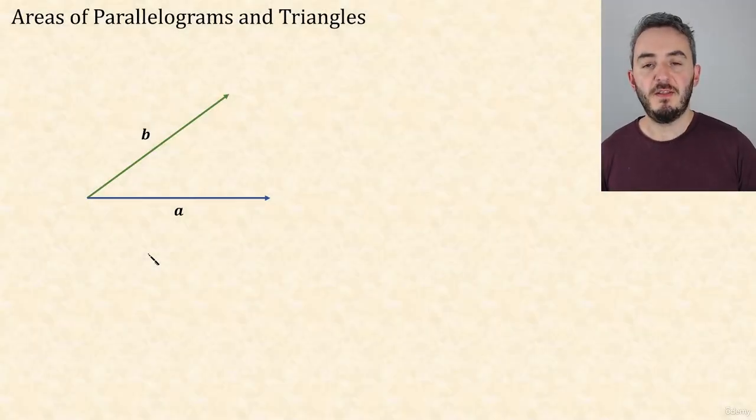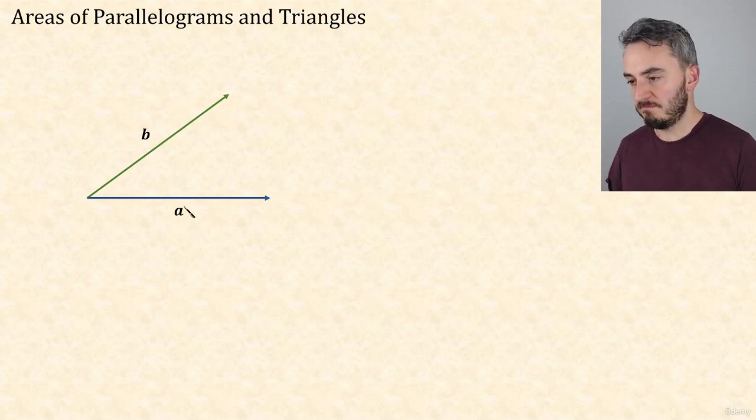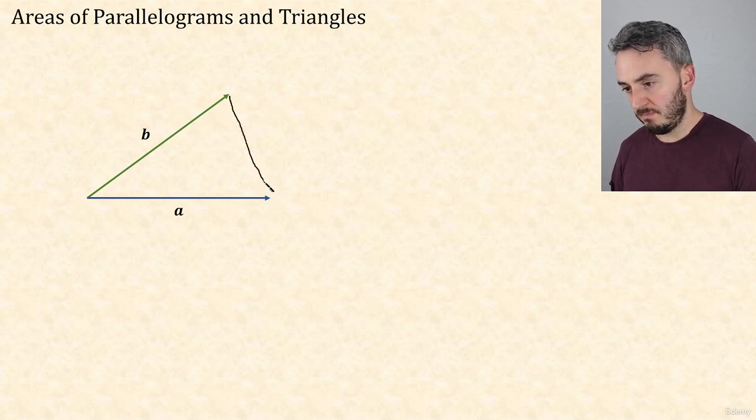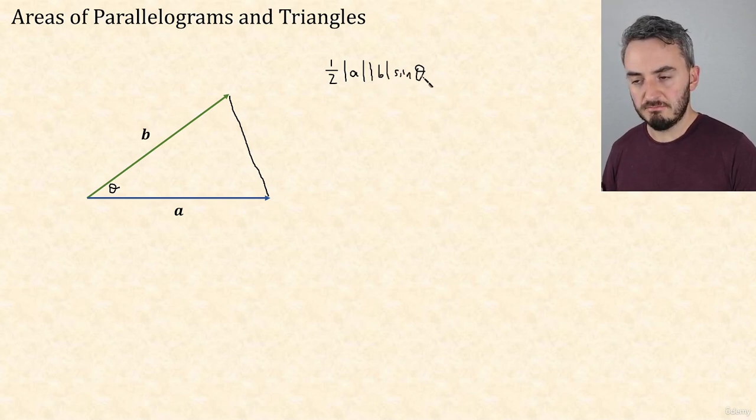In this video, we're going to look at the connection between areas of triangles and parallelograms and the vector product. So suppose we had two vectors A and B, and we wanted to find the area of the triangle that we had if we connected the ends. Well, if we knew the angle there, the area of a triangle is half ab sine C, where a and b are lengths. So in this case, since A and B are vectors, that's going to be half the length of A times the length of B times sine of theta.